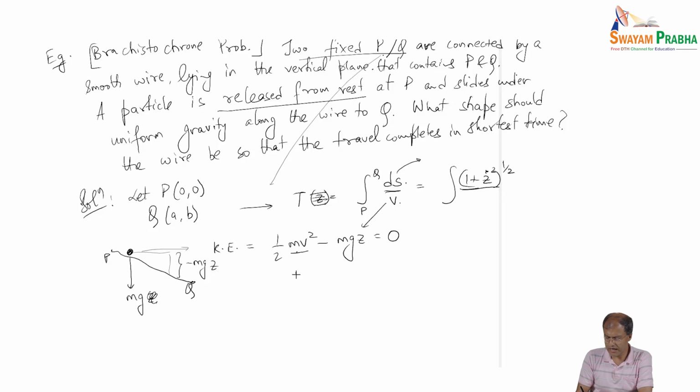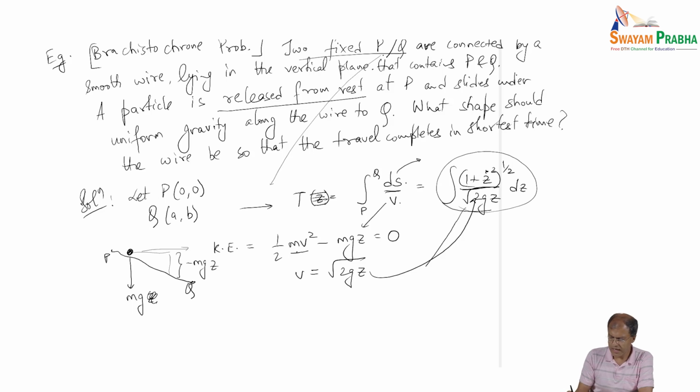So from here I can find that the velocity here is square root 2gz, and I can use it in the integral, which is given by square root 2gz dz, right? And now we can start to integrate. We can quickly see that this is an integral which only has z and z dot. So again we can use the Beltrami identity.